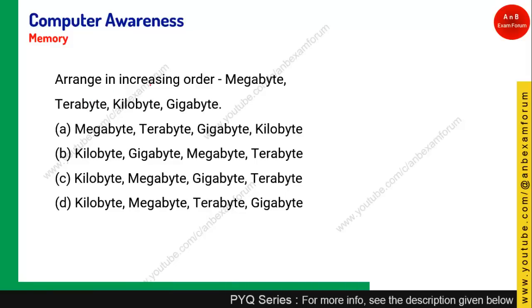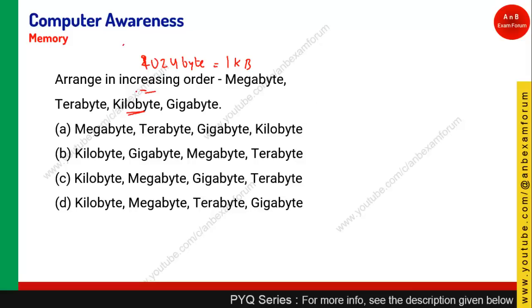So the question says arrange in increasing order. Okay, so increasing order means what? Which of the following is the lowest in size? Okay, so as you know, the lowest one is what? In fact, lowest one is bit, but out of these four, lowest one is kilobyte. Kilobyte, kilo means, as you know, it is 2 power 10 byte, that is 1024 bytes. Okay, this is equal to 1 KB. Okay, I will share one table for you, don't worry.